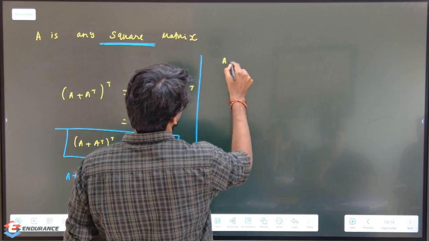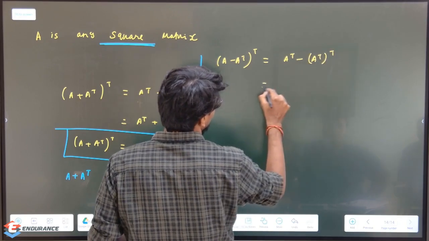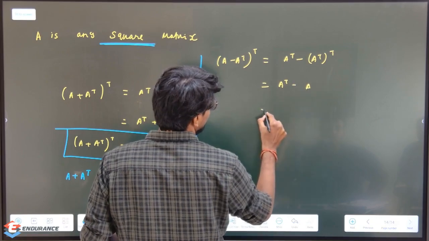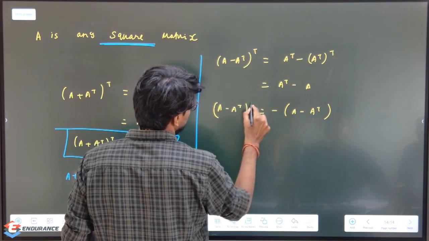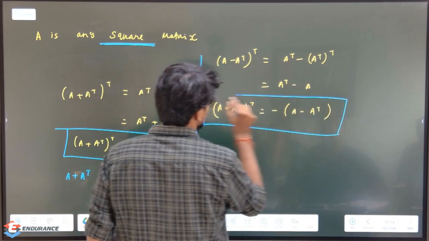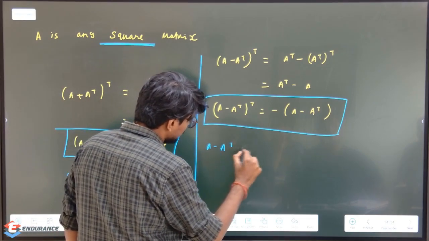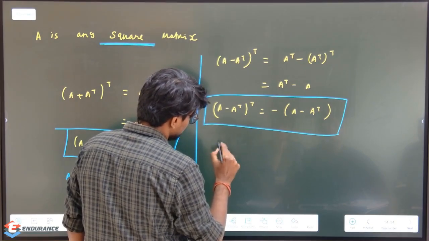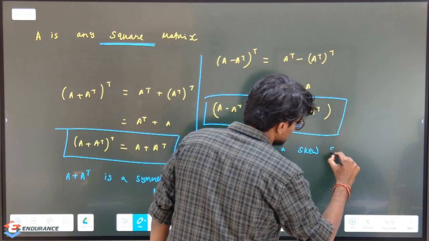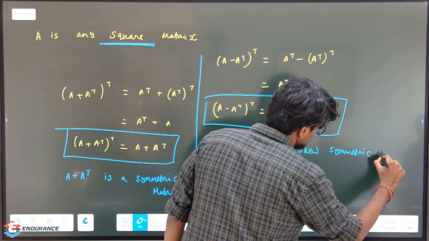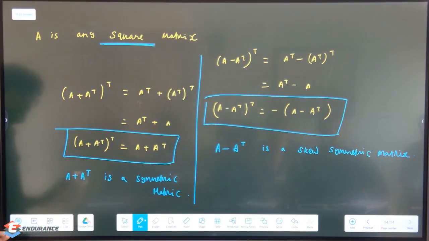What about A minus A transpose, the whole transpose? That is A transpose minus A transpose transpose, which is A transpose minus A. Take minus common. So A minus A transpose the whole transpose is minus of A minus A transpose. It is skew symmetric. A plus A transpose is a symmetric matrix. A minus A transpose is a skew symmetric matrix. Any doubts here?